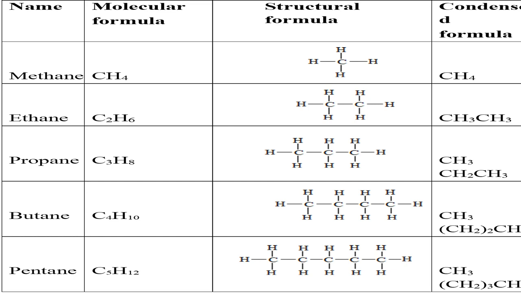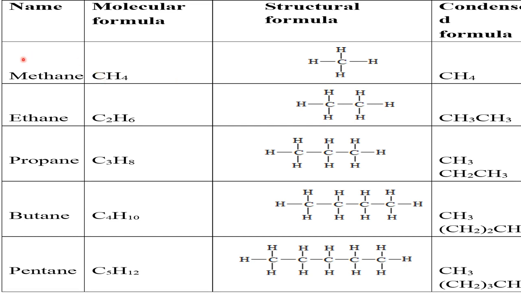So here are some examples of alkanes. In this column here, we have alkanes. Here we have molecular formulas. Here we've got their structural formulas. Here we have what is called a condensed formula. What is a condensed formula? You're going to understand as we are discussing each of the examples.